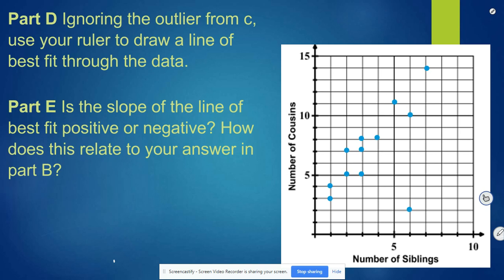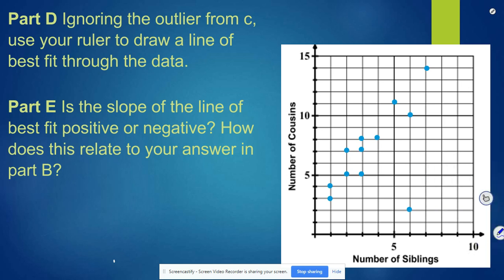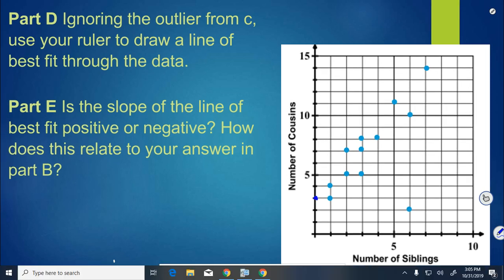Part D, ignoring the outlier from C, use your ruler to draw a line of best fit through the data. So now another really important term is line of best fit. A line of best fit is a straight line or a curved line that follows the trend of the data. It doesn't connect all of the points, it just follows the trend. So here I could draw a line straight through these points that seems to follow the pattern. Right? So it looks like I've got equal amounts of points above and below that line, excluding the outlier. That one is much further away.